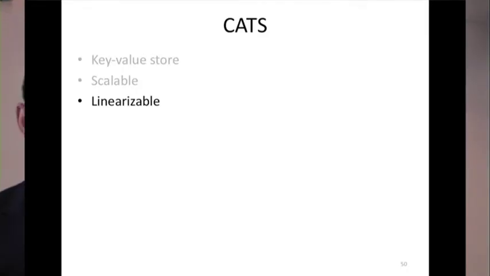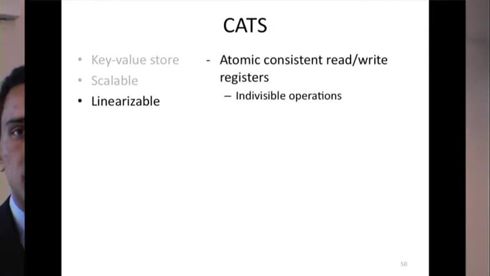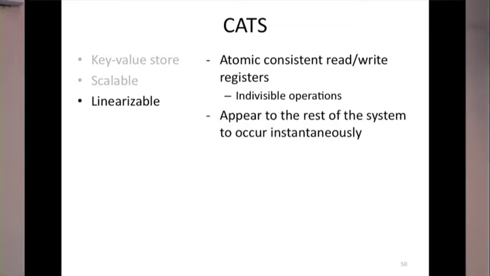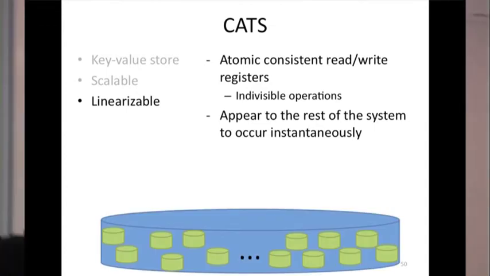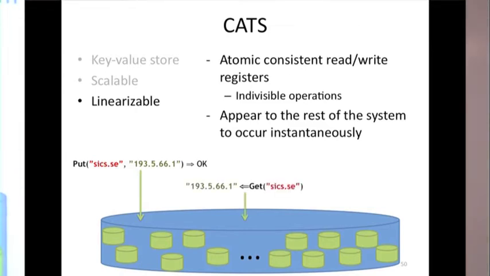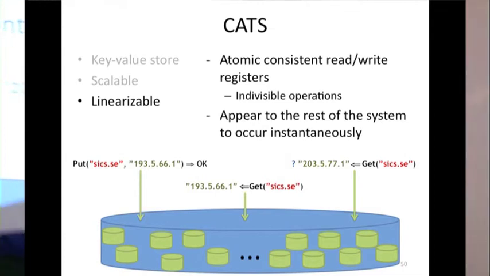CATS is linearizable. Linearizability is strong consistency, the strongest that you can get for reads and writes. It means that read and write operations are indivisible; they appear to the system as if they occurred instantaneously. For example, if you do a put and it succeeds, you get an OK. Now if you do a get, you should get the value that was written. If you get a different value, it can only be a value that was written after this put. It cannot be an older value. That's the basic idea of linearizability.